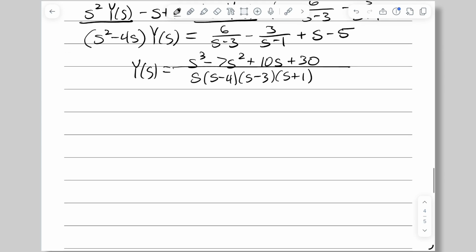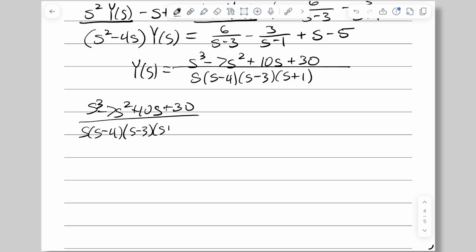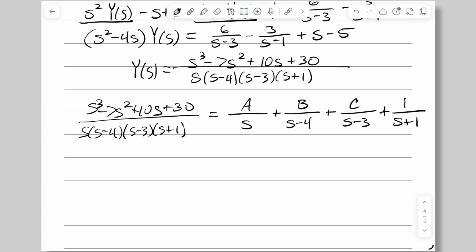The partial fraction decomposition for that function, s cubed minus 7s squared plus 10s plus 30 over that denominator, s times s minus 4, s minus 3 times s plus 1, equals four fractions, one with the denominator of s, one with the denominator of s minus 4, another with the denominator of s minus 3, and another with the denominator of s plus 1. Those denominators are all linear, and so our numerators are A, B, C, and D respectively.